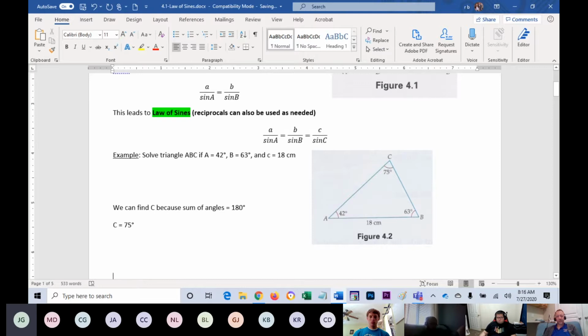Then I'm looking for the sides. Angle C was easy to find because the sum of the angles is 180, so angle C is 75 degrees. So now we're trying to find the sides.